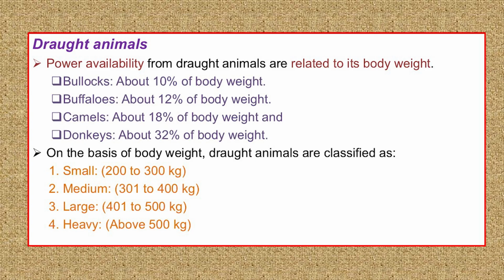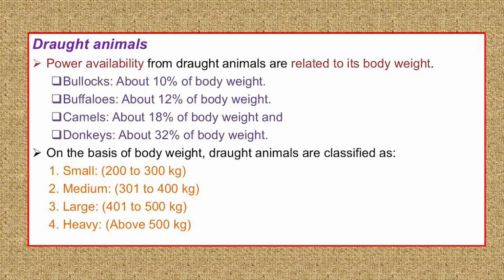When it comes to the power available in individual animals, the power availability in draught animals is related to their body weight. So body weight plays a vital role for draught animals. For bullocks, 10% of the body weight will be the individual bullock's power output. For example, a bullock weighing 500 kg could pull 50 kg of weight easily, with ease and with comfort. That's how we assess the power output from the draught animals.